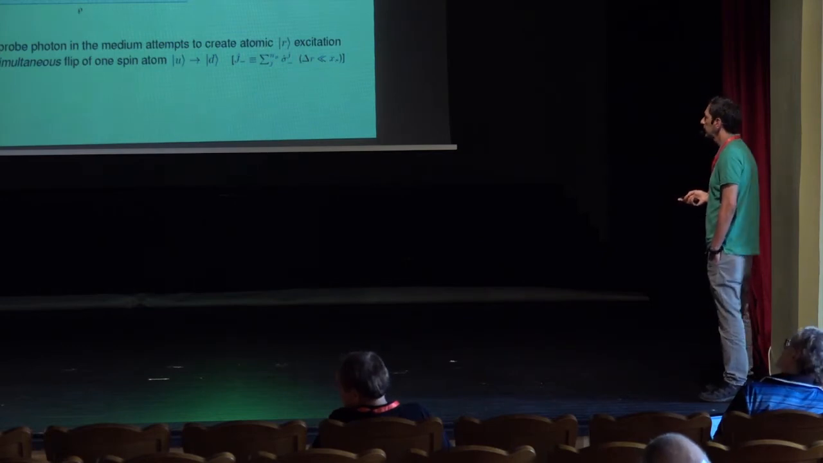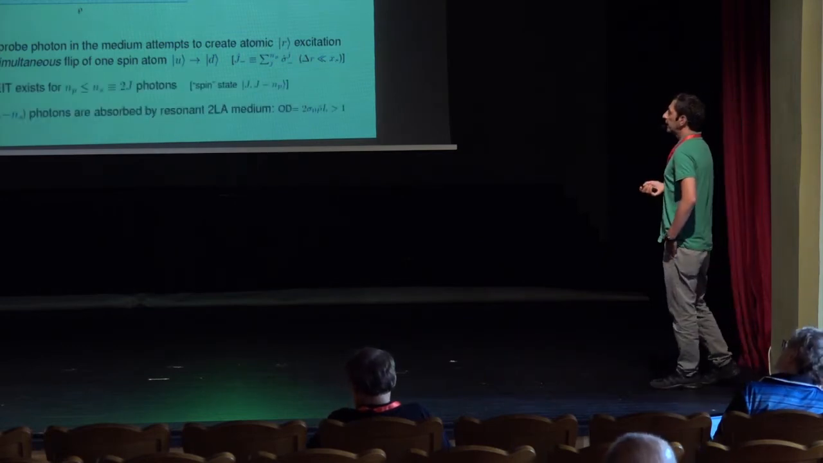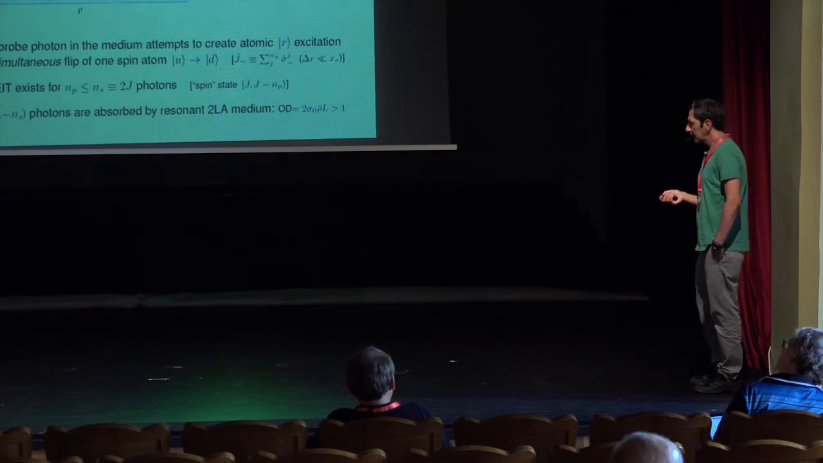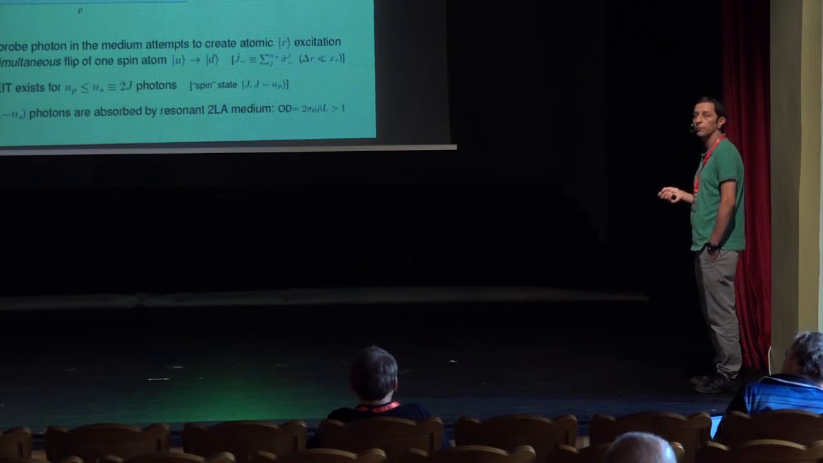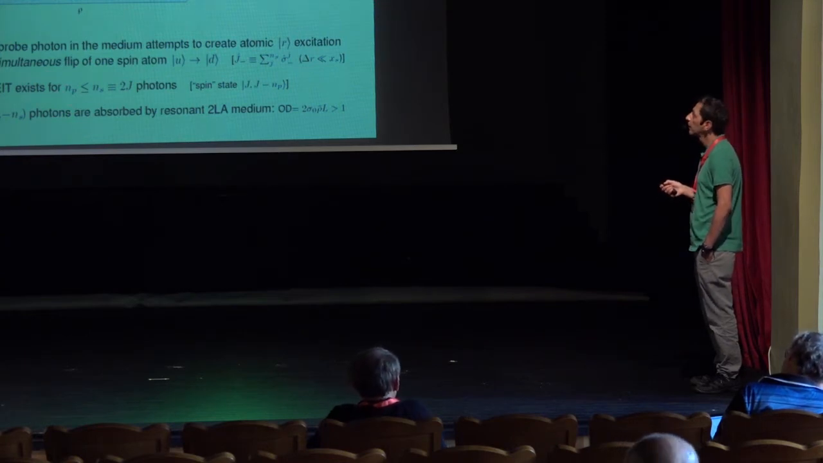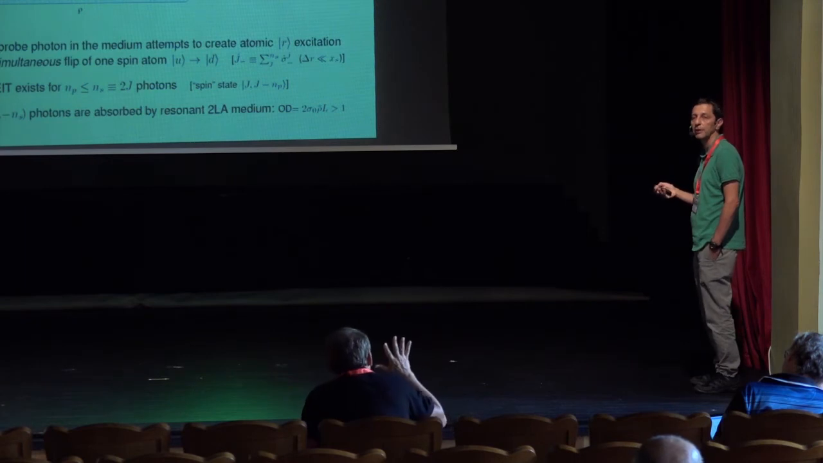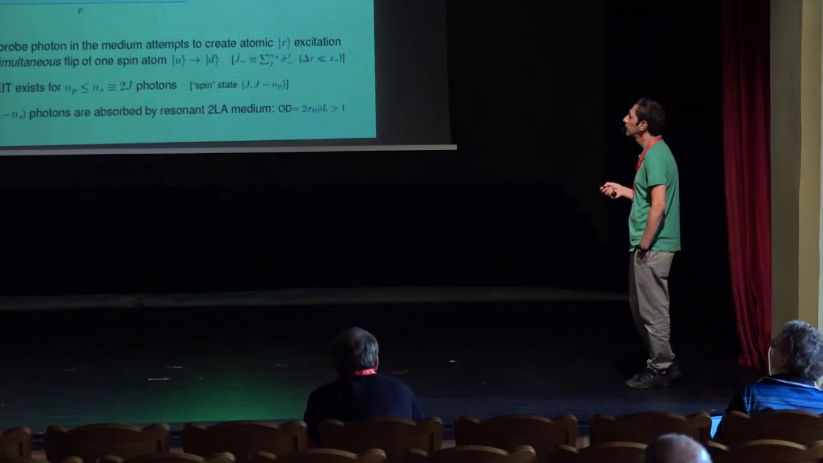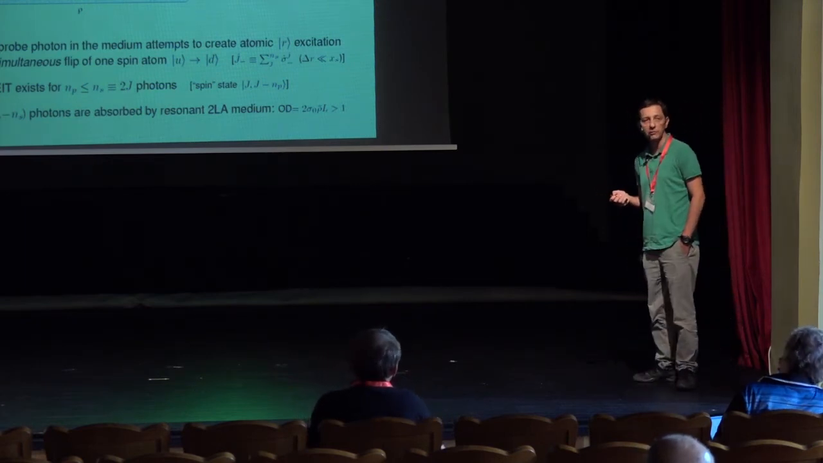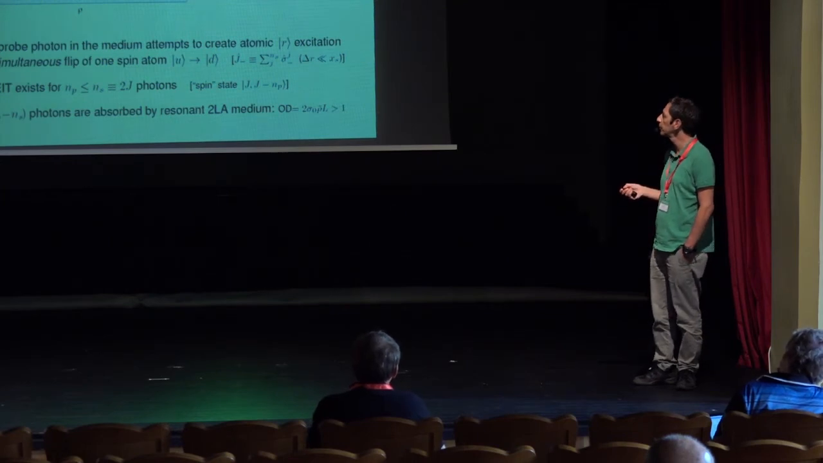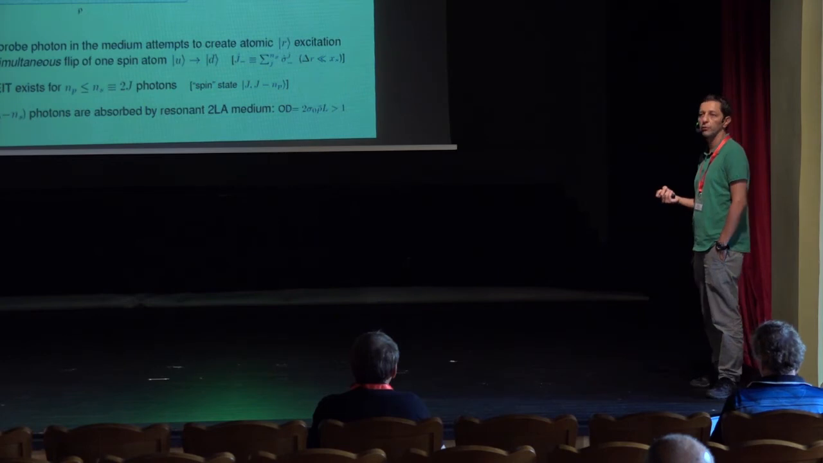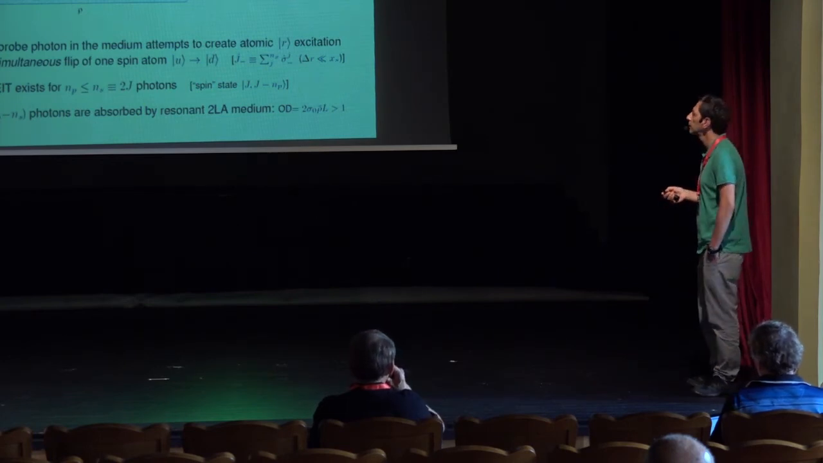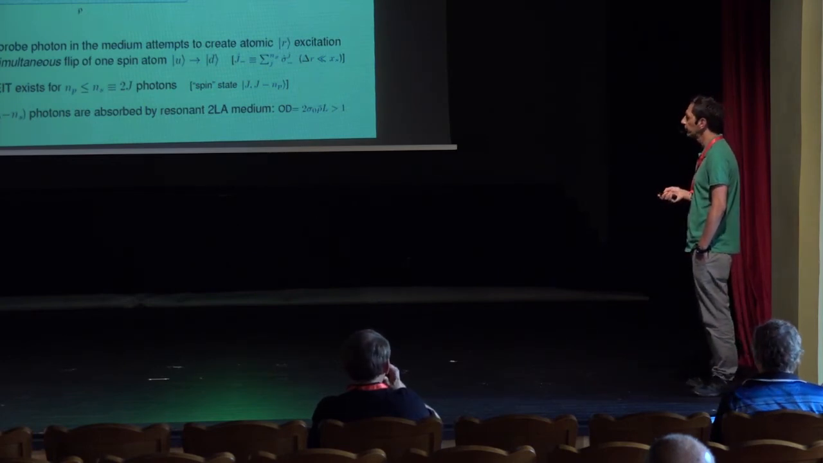So that means that this dipolar exchange-induced transparency can exist only for the number of probe photons not larger than the number of spin atoms. So the most practical case, of course, we are talking about a single atom in here. So that means I will have a transparent medium for one photon at a time. But when I send two or more photons, they will have to be absorbed because they are just seeing a two-level medium.